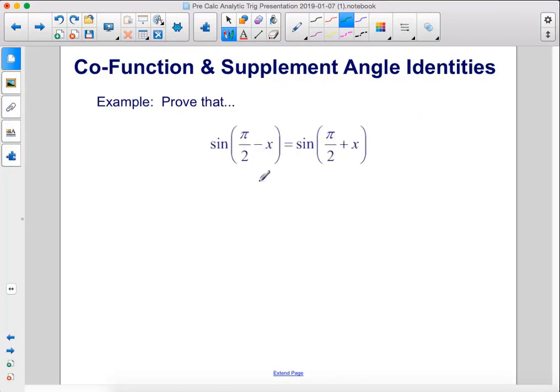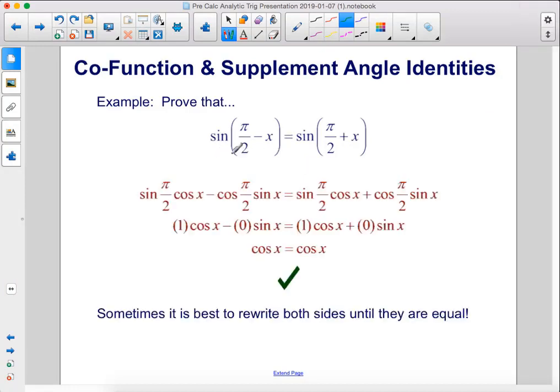Prove that sine of pi over 2 minus x equals sine of pi over 2 plus x. Here we use our identity for sine of A minus B. That gives us sine of pi over 2 times cosine x minus cosine of pi over 2 times sine x. And on this side, we use our identity for sine of A plus B. That gives us sine of pi over 2 times cosine x plus cosine pi over 2 times sine x.